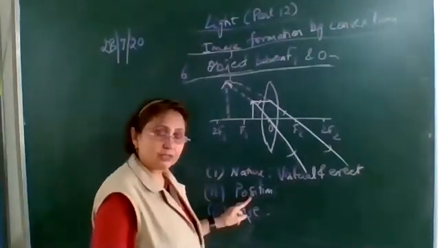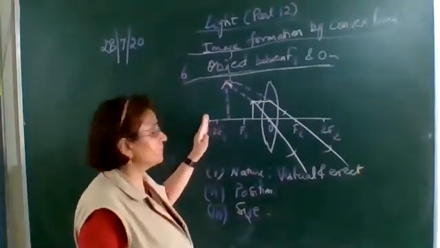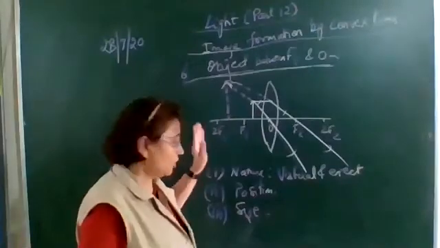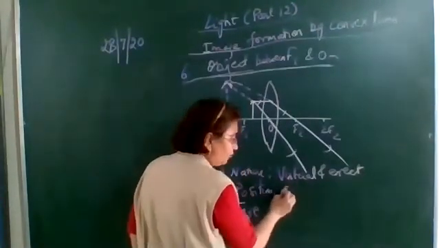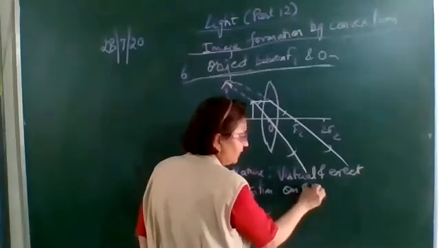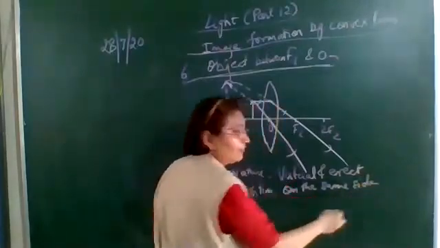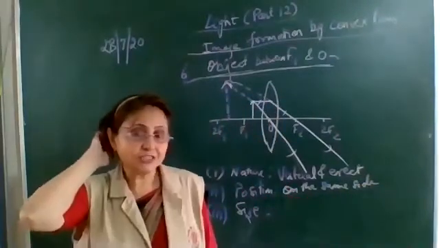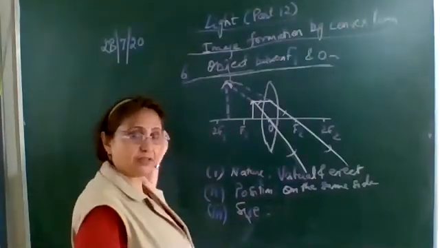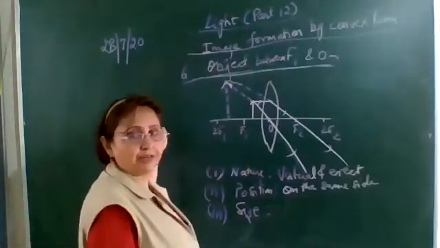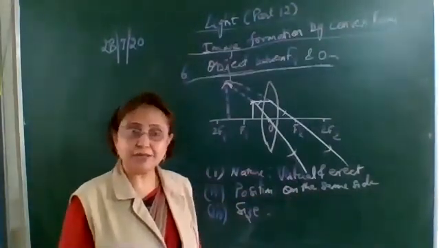What is the position? It may be anywhere on the left side. It may be here, beyond 2F1, anywhere. So we will write that the image is formed on the same side where the object is placed, that is to the left of the lens. Don't write it between F1 and 2F1 or here. It may be anywhere on this side. So on the same side where the object is placed.